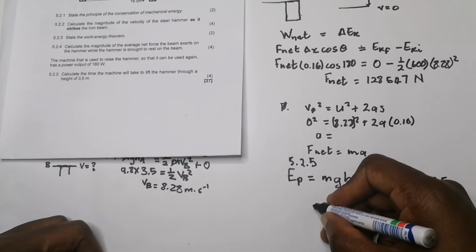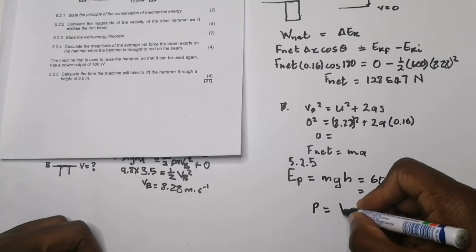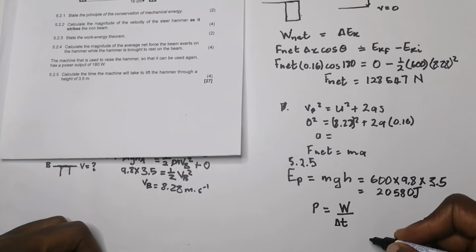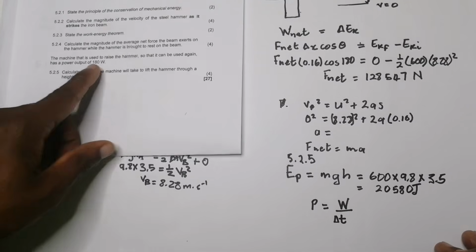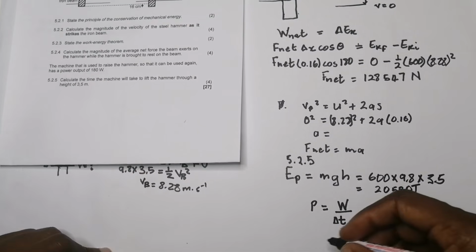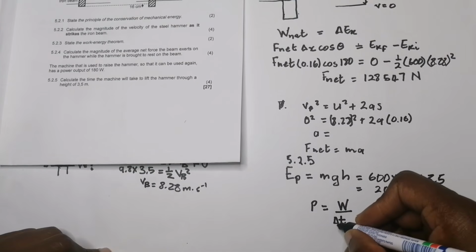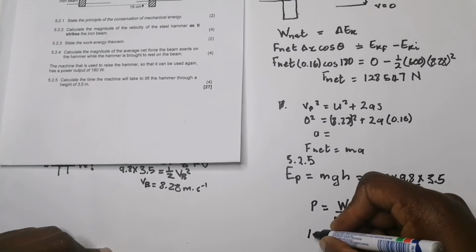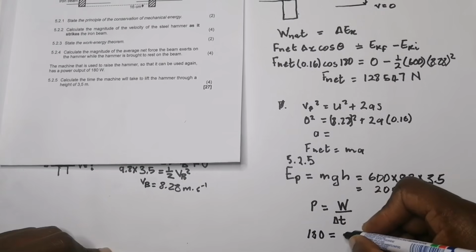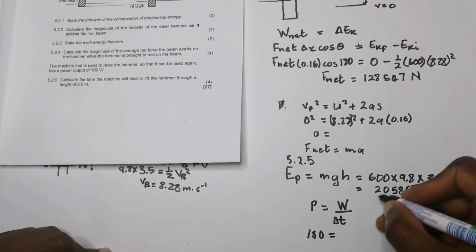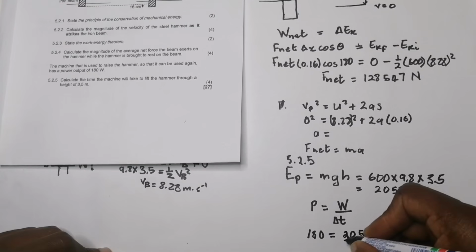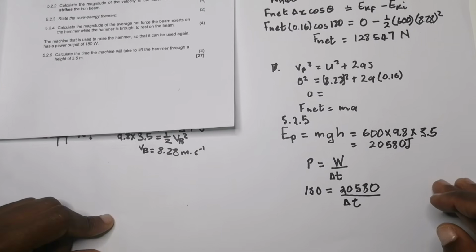So what is power? Power is the rate at which work is done. So this is work done divided by the change in time. In this case, I've got the power, it's 180 watts. So I know that I'm looking for the time. I can make time the subject of my formula, or you can just substitute. I know power is 180. I know the work done, it's the work done to change potential energy. So I've got 20,580 divided by time. And you can just do your mathematical gymnastics there.